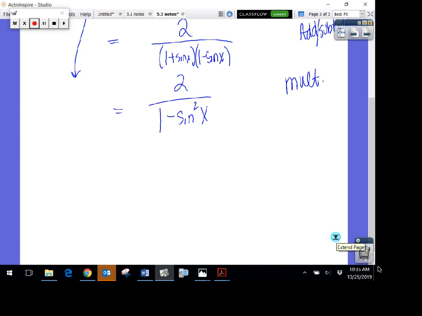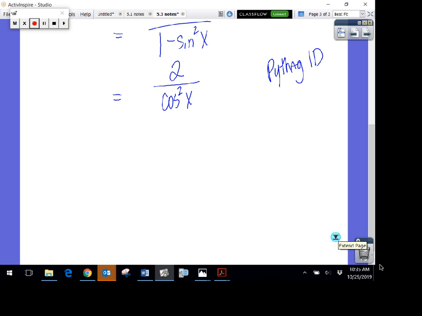And now, that 2 is a good thing because we know we need a 2. Pythagorean ID, cosine squared x. My reason is Pythag ID. And cosine is the reciprocal of secant, so if cosine's in the denominator, that means secant would be in the numerator. So there is our answer. 2 secant squared x equals 2 secant squared x.